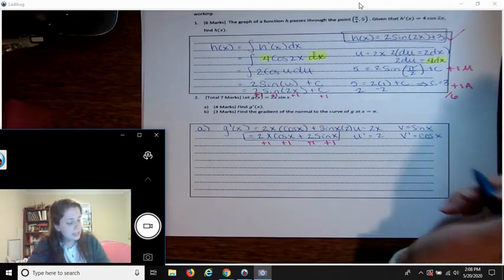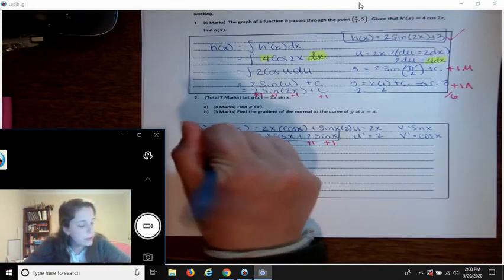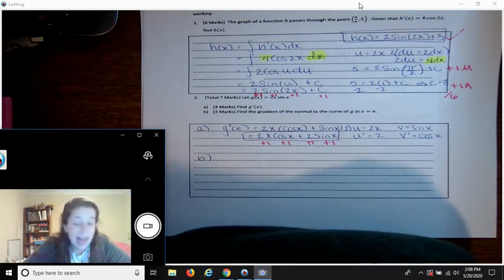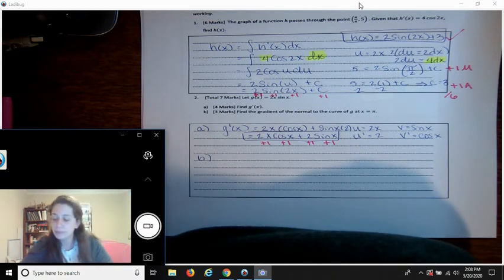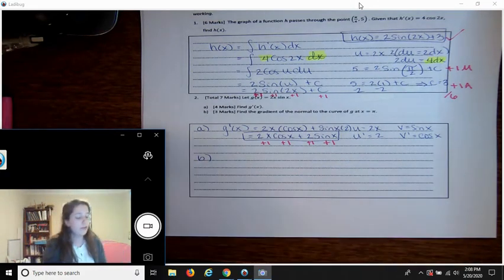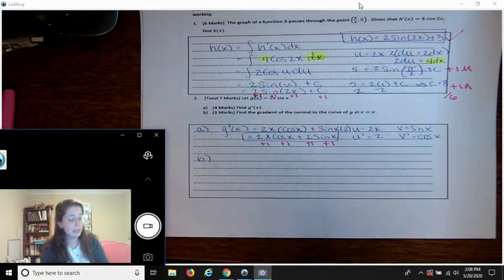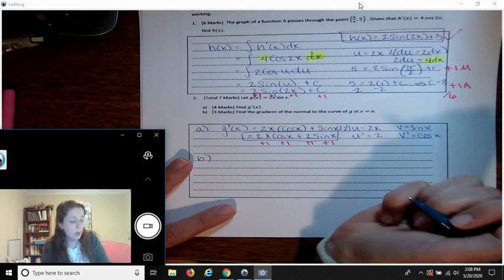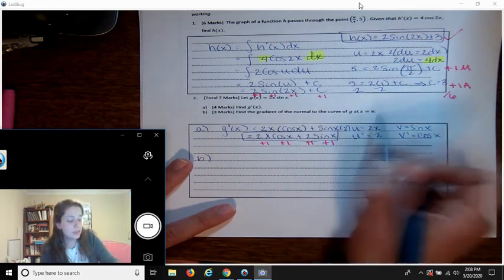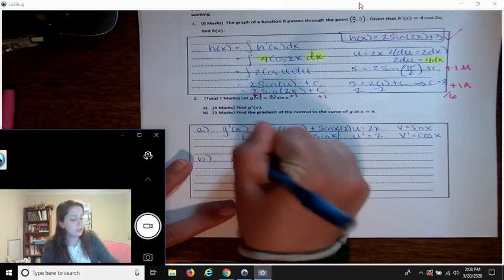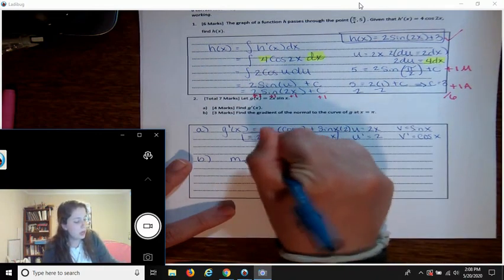Okay, and then it says for part B, find the gradient of the normal to the curve at x equals pi. Okay, so first we know we have our general gradient, okay? And we're looking for the normal at x equals pi. So first we're going to find the tangent. So g prime of pi.